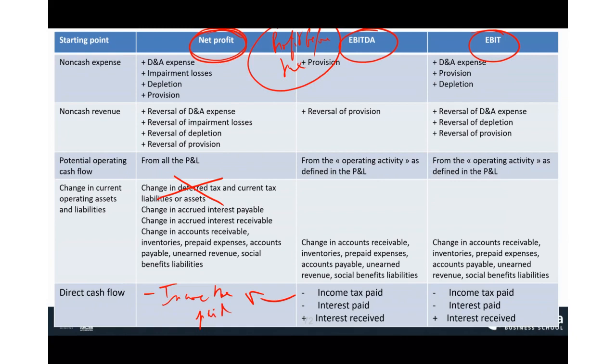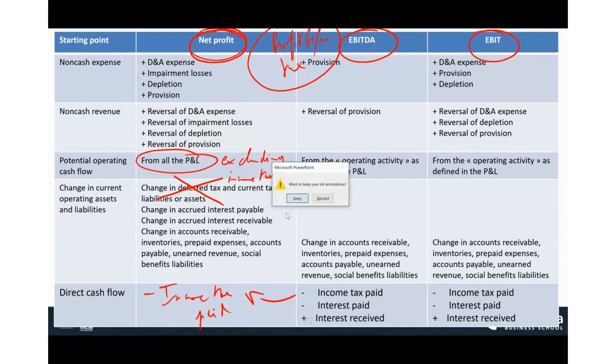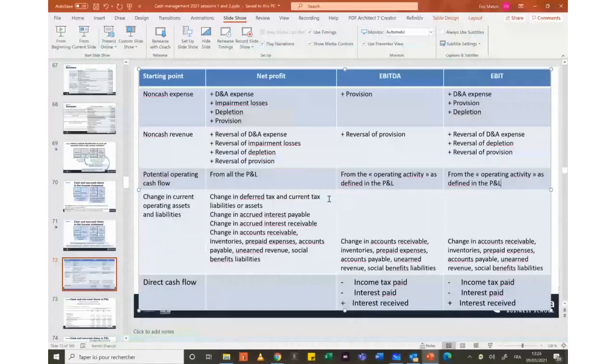And here you don't have all the P&L excluding income tax, including the impact of the income tax, if you start from the profit before tax. Okay. So maybe I can include this one also because it's usual in Vietnam.